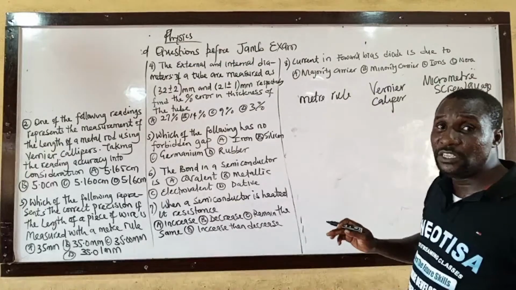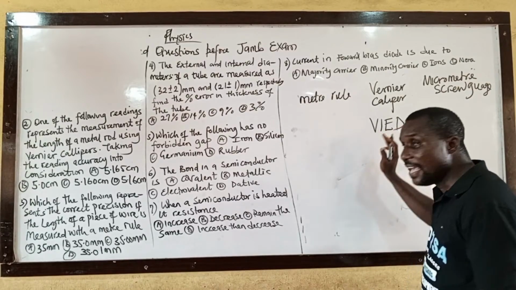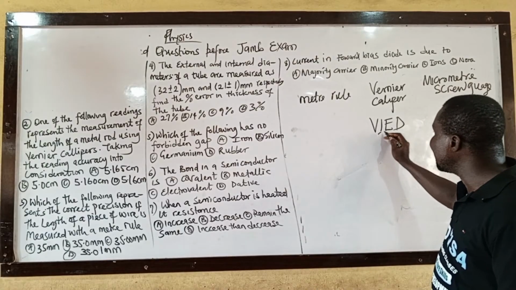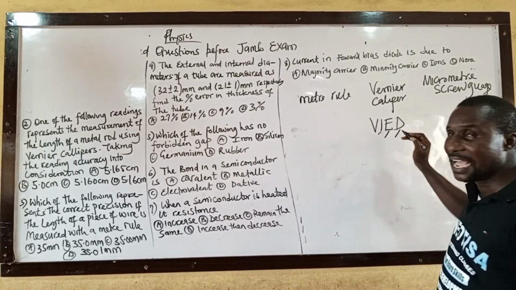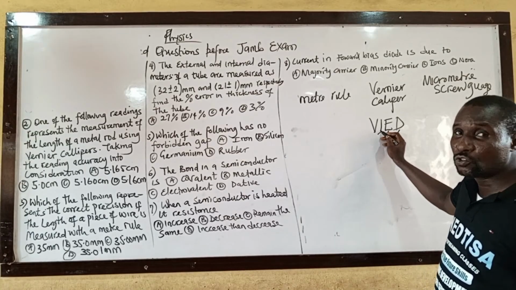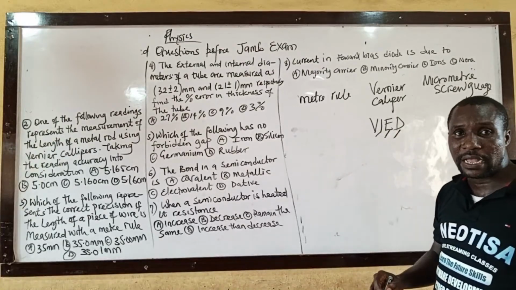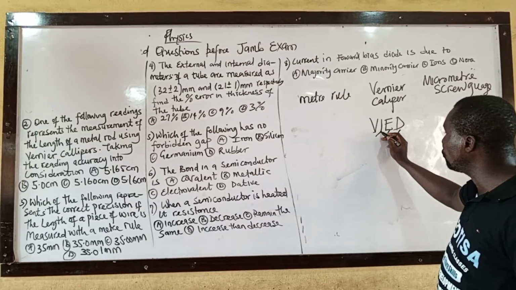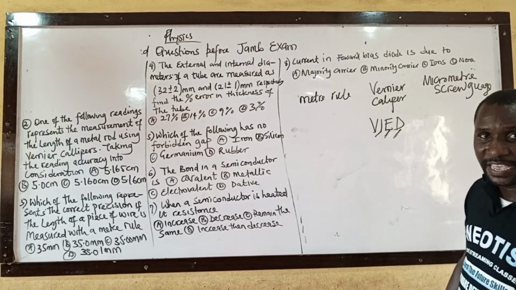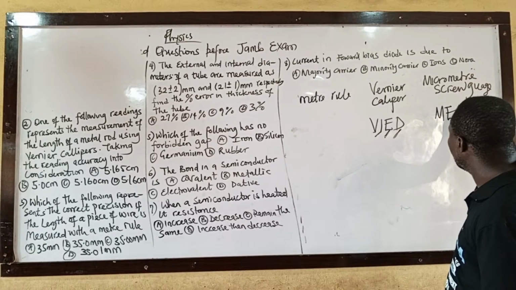Vernier caliper is used to measure internal and external diameter. Take note. Vernier caliper is used to measure internal and external diameter.